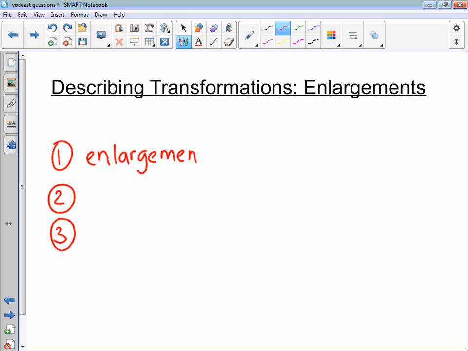But it's really important that you do use the word enlargement so that it is recognised what it is you are describing. The second thing you need to write down is the scale factor of the enlargements. And the third thing is the centre of enlargement.